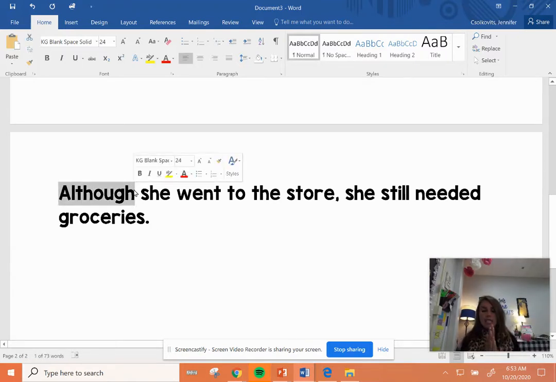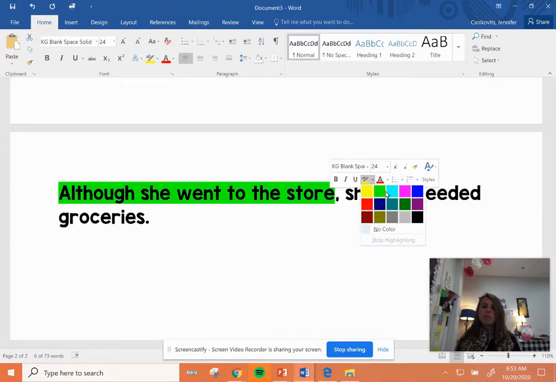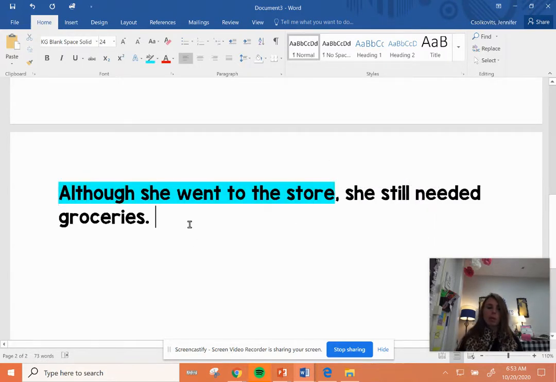So if I see that, I know that I'm going to have a dependent clause, and then I have to find where my independent clause is. So I have my subordinating conjunction, which means that this clause will be a dependent clause. So again, just remember, if I have a subordinating conjunction, that means that I have a dependent clause.